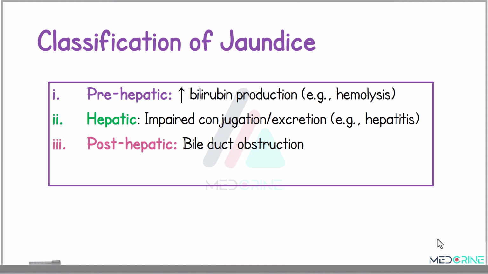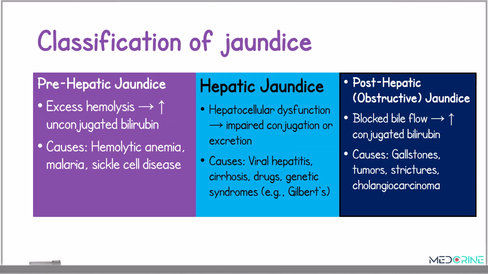Jaundice can be classified into three types: pre-hepatic jaundice, hepatic jaundice, and post-hepatic jaundice. Pre-hepatic jaundice occurs due to increased bilirubin production, like in the cases of hemolysis. Hepatic jaundice occurs due to impaired processing of bilirubin that is seen in patients with hepatitis or liver injury. And lastly, post-hepatic jaundice, also known as obstructive jaundice, occurs due to a blockage of bile flow, commonly from gallstones or tumors. Let's break down these types of jaundice.